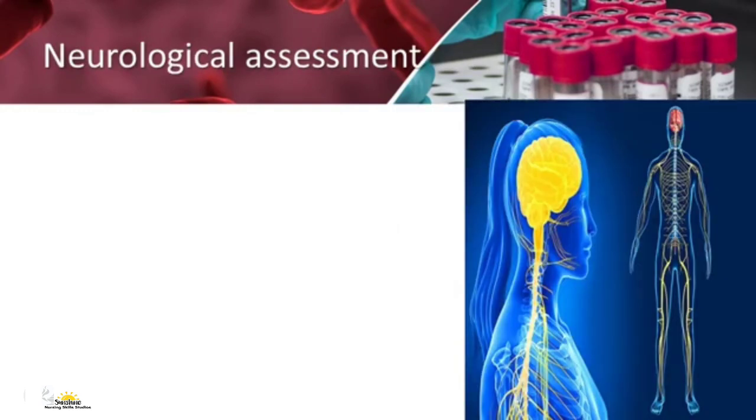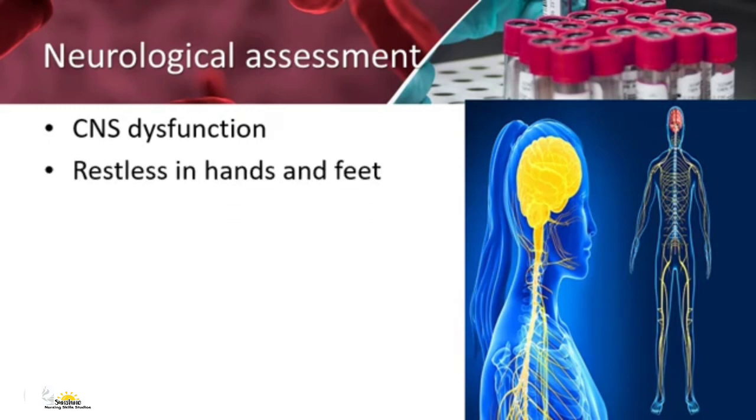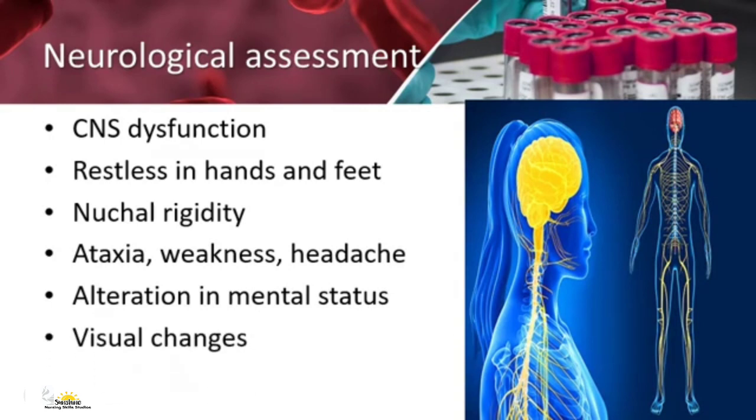And the last system is neurological assessment. In neurological assessment, we will go for CNS assessment. If there is any CNS dysfunction because of the decreased blood supply to the brain, restlessness in the hands and feet, also known as paresthesias in the hands and feet, wherein the person will experience the numbness in the hands and feet, knuckle rigidity, ataxia, weakness and headache, alteration in the mental status, visual changes and peripheral nerve dysfunction can be seen as neurological changes in neurological system in hematological disorders.